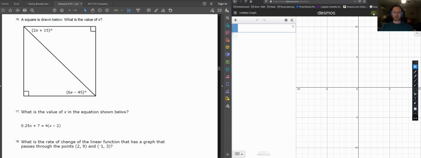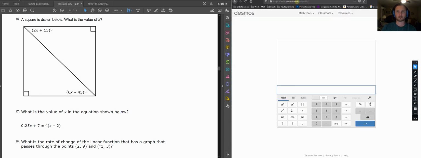Alright, so here we go. This is the second part for our review for the EOG. This one is going to be the part that comes right after the calculator inactive section. So starting from this point on, we can use both the desmos.com/calculator and the desmos.com/scientific calculator, whichever one we need for any particular problem.